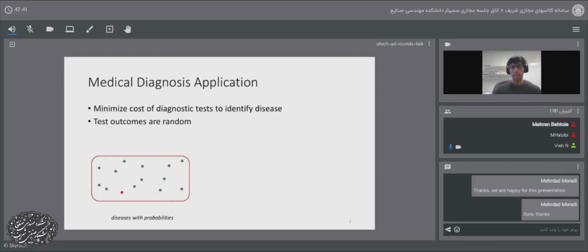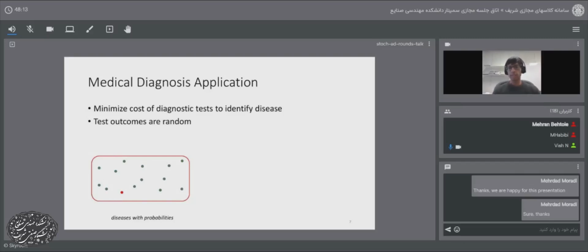Here's a second application to motivate our setting, and this is in medical diagnosis. So we have a bunch of possible diseases that a patient can have, and we have a priori probabilities of each of these diseases occurring in the patient. And our goal, let's say as a physician, is to perform diagnostic tests so that we identify the disease using the minimum expected cost of testing.